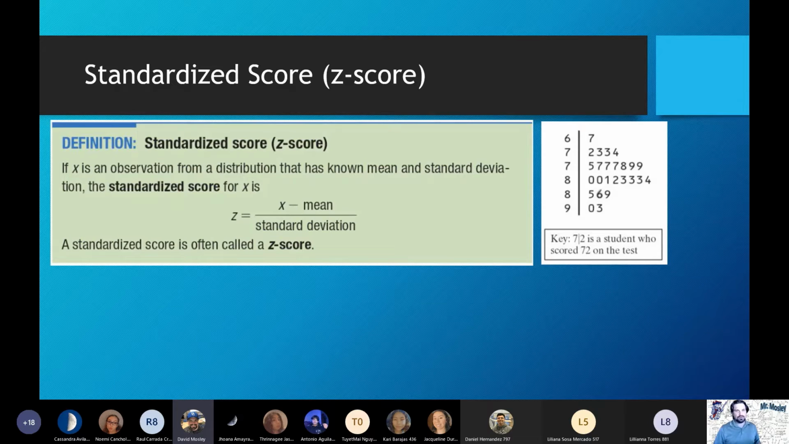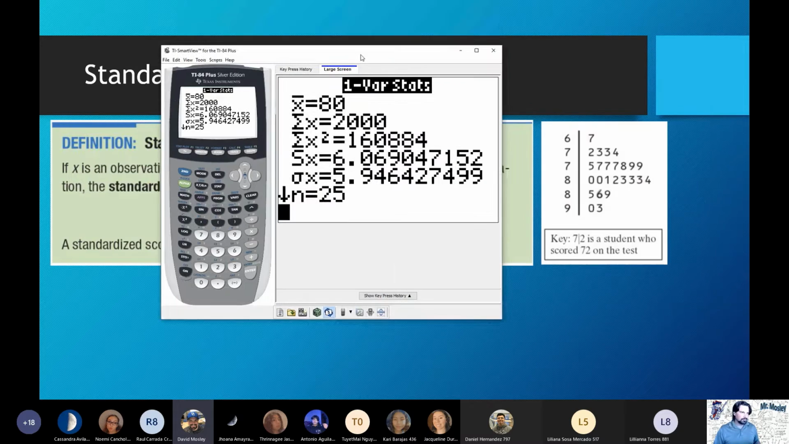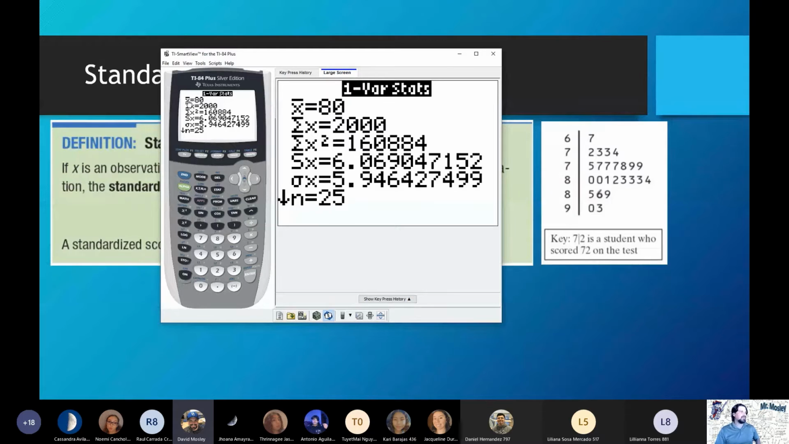All right, so previously, I already put this data into the calculator and calculated my mean. The x bar equals 80, and our standard deviation for our sample, the s sub x, equals 6.069047152. We'll round this to 6.07. Keep a couple decimal places. Those are the two numbers that I need to do this calculation.